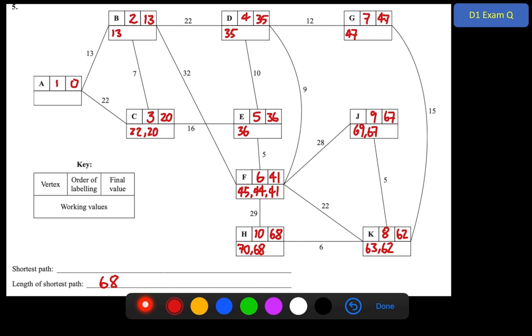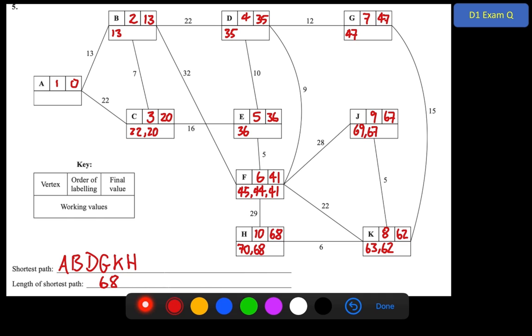I can check that by adding as I go. A plus 13 gets me to B. 13 plus 22 is 35, which is D. 35 and 12 got me to 47, which was G. 47 and 15 got me to the 62, which was K, and the 62 is what gave me the 68, H.